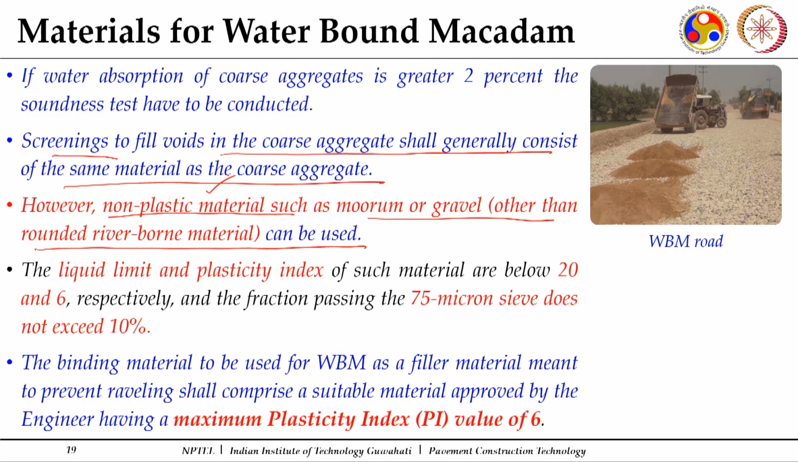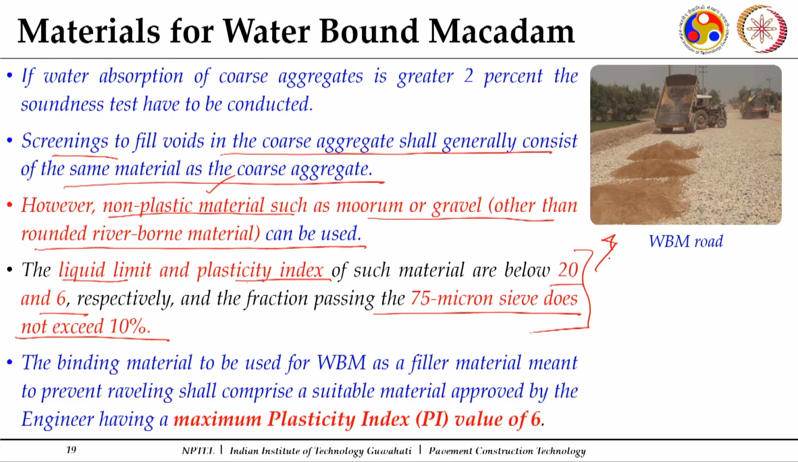Now, for making it non-plastic, it says that the liquid limit and plasticity index of this material should be less than 20 and 6 respectively: liquid limit should be less than 20 and plasticity index should be less than 6 for any material to be used in screening, and the fraction passing the 75 microns should not exceed 10%. So, if you are using waterbound macadam, the screening material needs to be ensured for the liquid limit, plasticity index and the percentage passing the 75 micron sieve size.